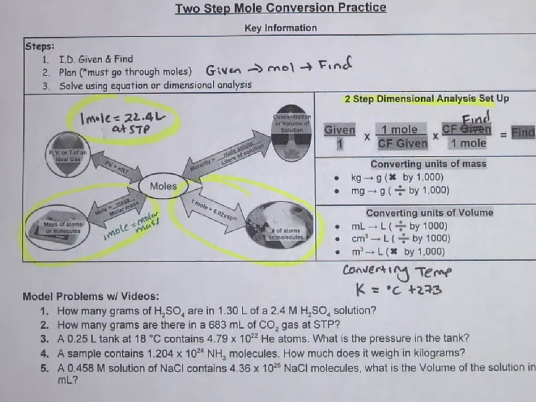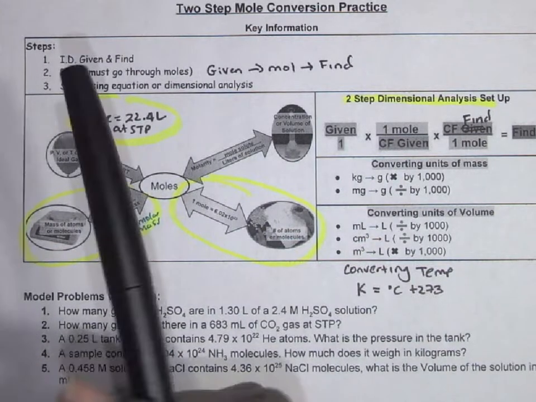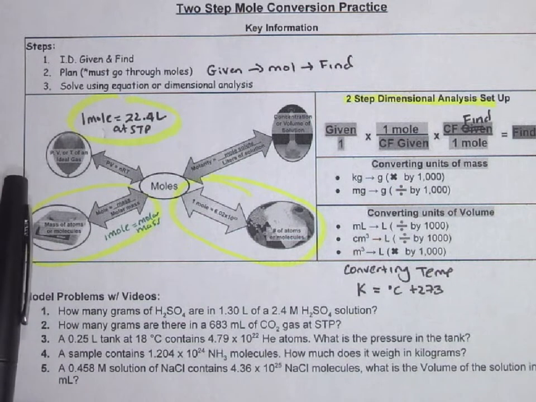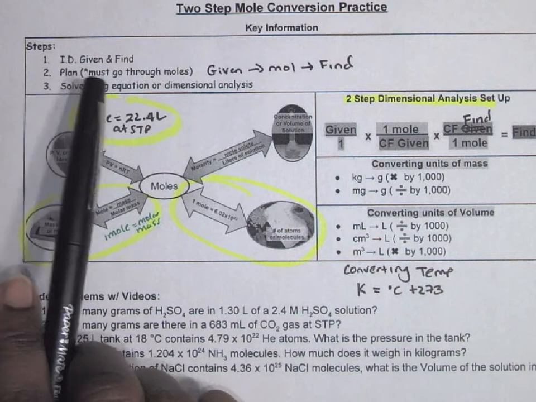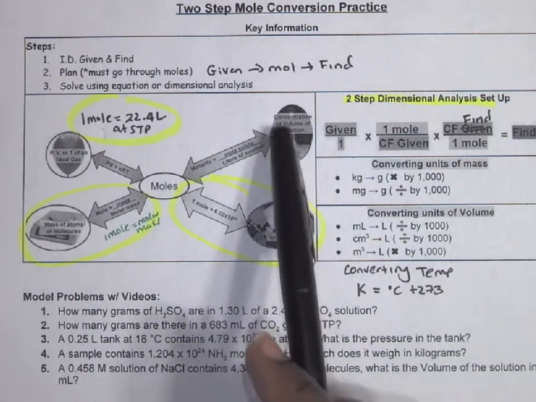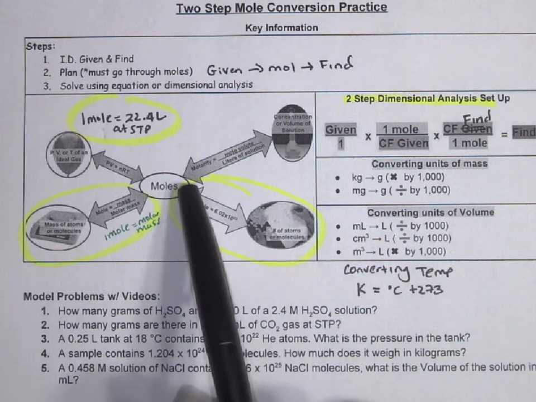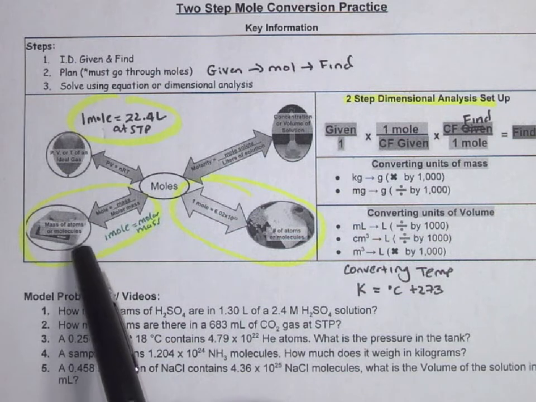So how do we solve 2-step mole conversion problems? It's the same thing as we've done with 1 step, where first thing you want to do is identify your given and your find. Then you want to map out a plan. And remember, for your plan, you have to go through moles. So as we saw in the example, if we're given the concentration of a solution, we would then convert it to moles, and then from moles we would convert it to mass if we're asked to find the mass.